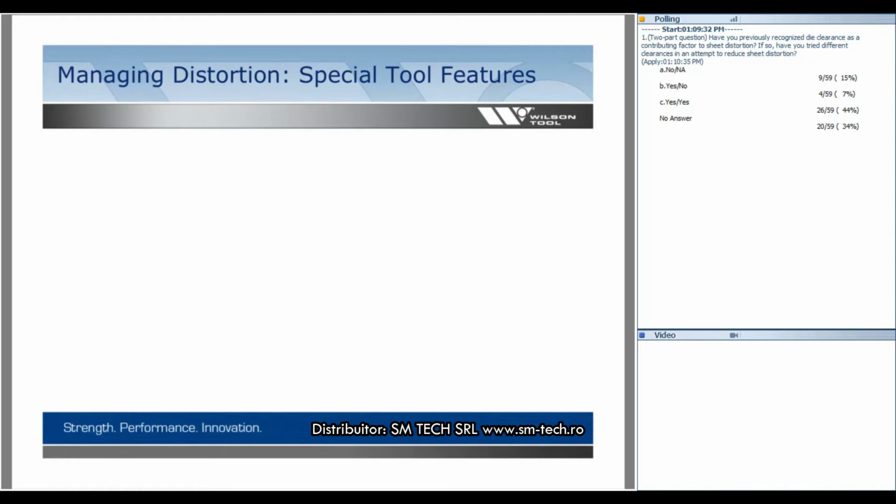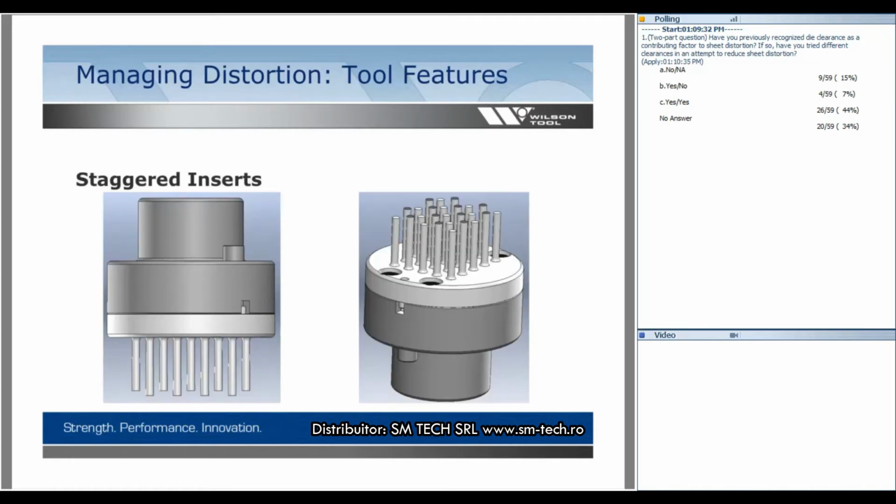Tool features. This is kind of where things will get really weird for some of you. Perforating a sheet is one of the most common places for sheet distortion, so people are using cluster tools. The most common solution, or attempt at resolving sheet distortion, is staggering your inserts.